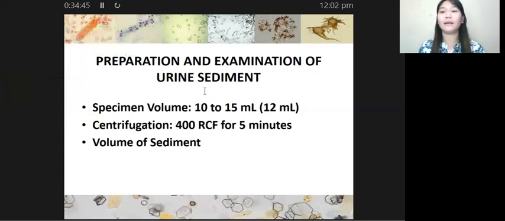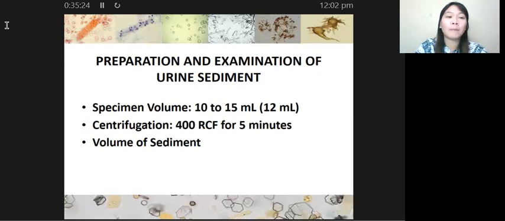How do we prepare your specimen for microscopic examination? So again, specimen volume, 12 ml, average, 10 to 15 ml, yan yung range. Okay? So after that, you have to perform centrifugation. Alright, so ano yung required centrifugation technique natin based on the different references that we have in clinical microscopy. So you have to centrifugate your sample at 400 RCF for 5 minutes. Okay? So 400 RCF for 5 minutes.